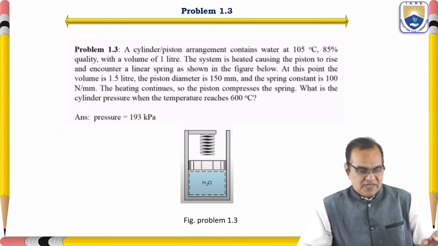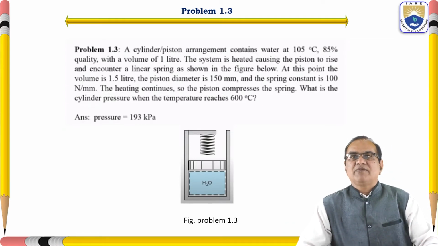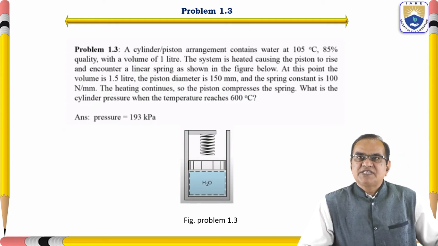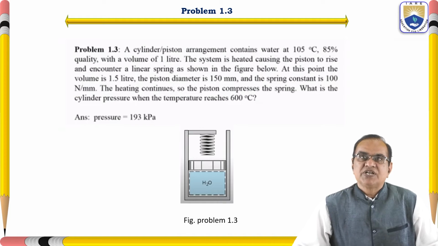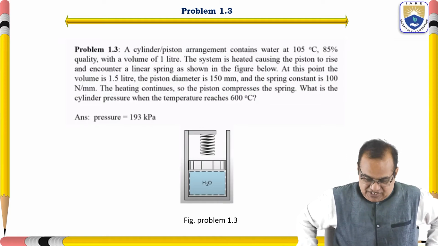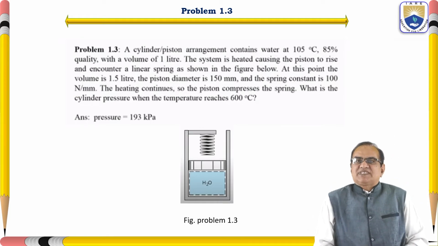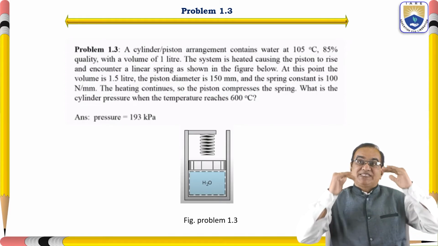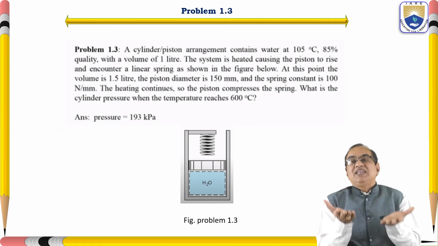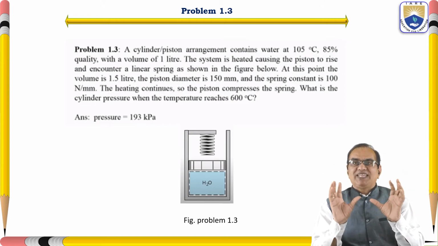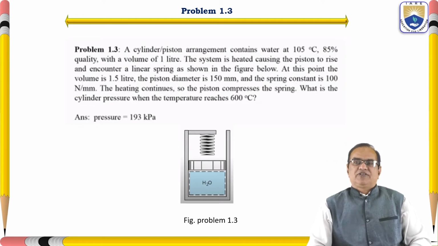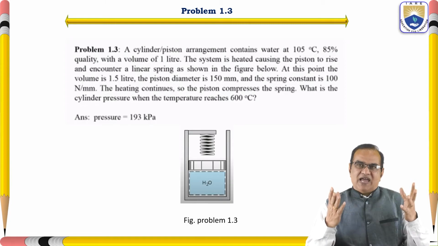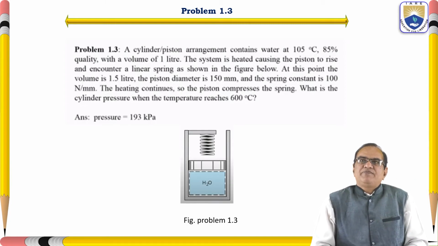So I will go for my next problem, that is problem number 3, and this problem relates to the spring which is not touching. In the previous case the spring was touching, but in this case the spring is away, your piston will lift up, and whether this piston touches the spring or not, we have to see by this problem. I am just reading this problem.